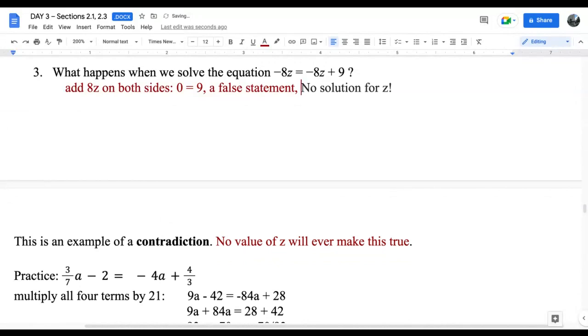Let me put over here. False statement means no solution. Okay.